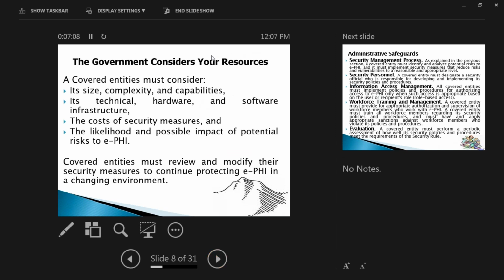The government considers your resources when they look at whether or not you are complying. They will look to see a covered entity's size, complexity, and capability, its technical hardware and software infrastructure, the costs of security measures that you may have already incurred or would have had to incur to get your system up to a different standard, and the likelihood and possible impact of potential risks to the electronic protected health information that you are responsible for. Covered entities must review and modify their security measures to continue protecting electronic health information.